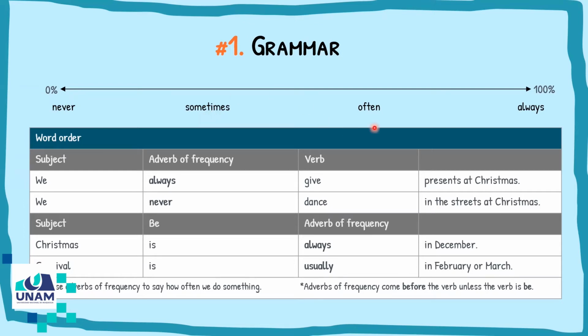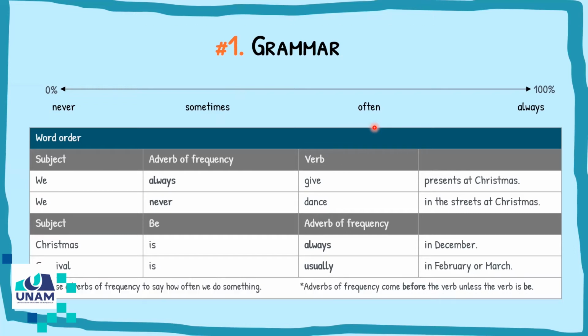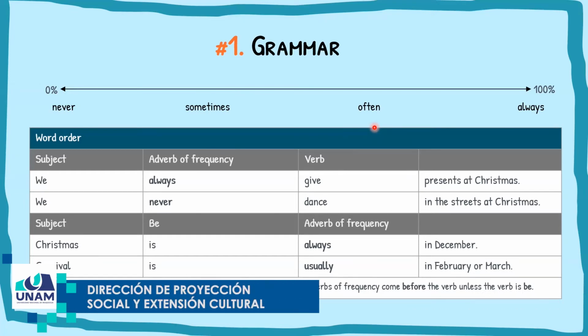Then we have often. Often is like 60% probability of doing this activity. For example, I often watch TV. It means that maybe in a week, I watch TV Monday, Tuesday, Wednesday, Thursday, Friday. Yeah, maybe like 5 days I watch TV, and then the other 2 days I don't. But this is a higher probability of doing this activity, okay?